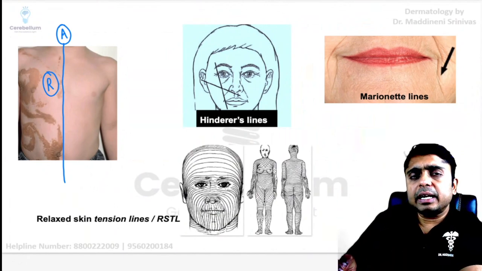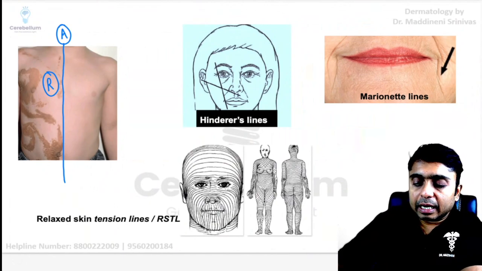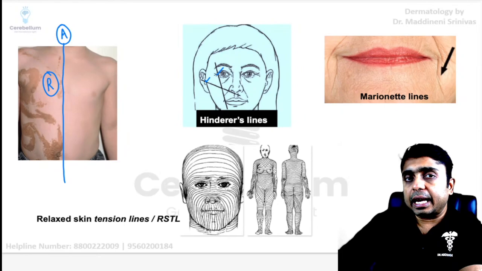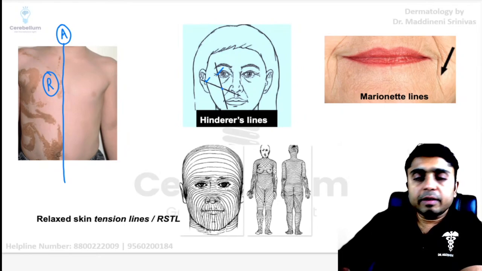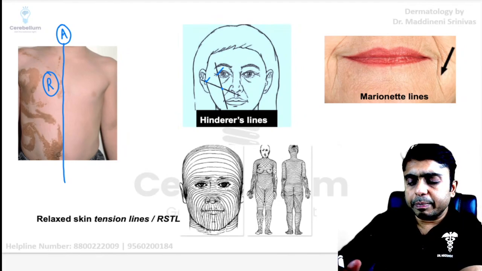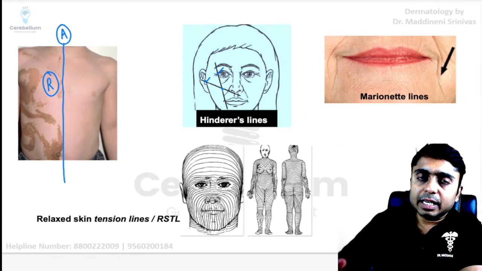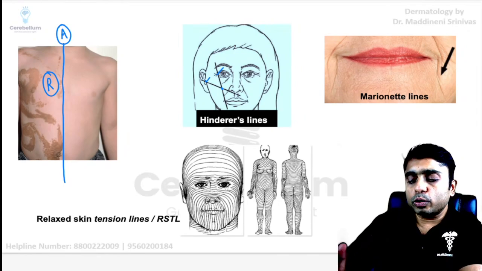Okay, now coming to the Hinderer's lines, it is basically two intersecting lines, one drawn from the lateral canthus to the oral commissure and the other one drawn from the tragus to the ala nasi. So the importance of the point of intersection is that cosmetic treatments like Botox injections are going to be decided based upon where this intersection is. So that is a cosmetic, aesthetic purpose for which the Hinderer's lines are used.